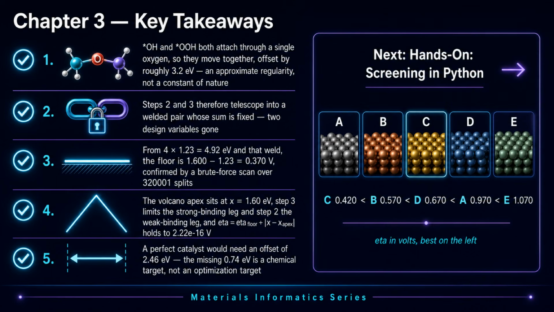Let us recap. The OH and OOH intermediates both attach through a single oxygen, so they respond together, offset by roughly 3.2 electron volts. That welds steps 2 and 3 into a pair whose sum cannot be reduced. From the fixed total of 4.92 in that weld, our code derived an overpotential floor of 0.370 volts, confirmed by brute force, and showed a perfect catalyst would need an offset of 2.46. The apex sits at 1.60, and distance from it converts 1 for 1 into overpotential. Next, hands-on screening in Python.